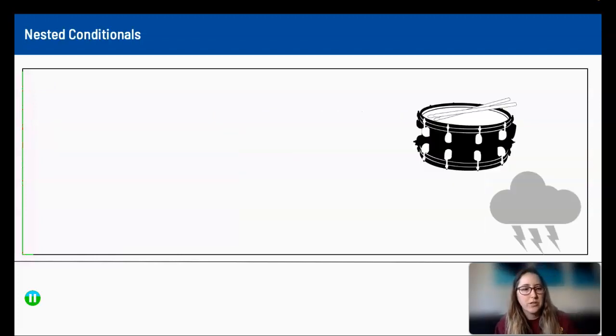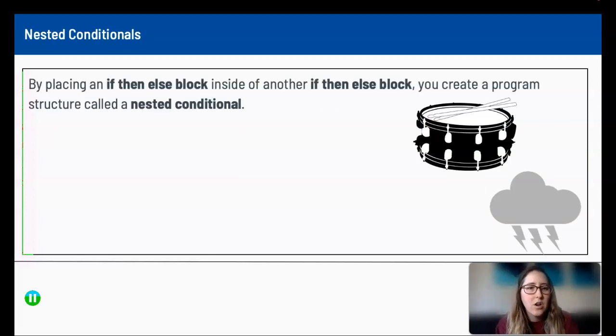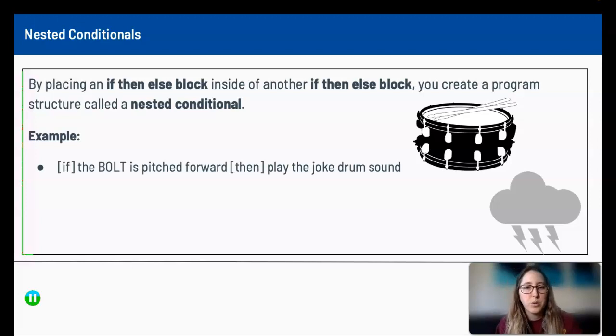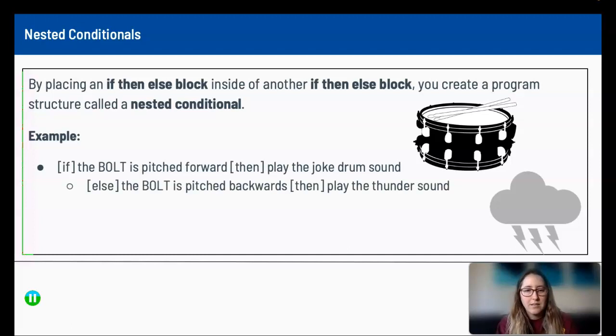The next thing you need to know to complete this lesson is what nested conditionals are. We've talked previously about conditionals. Now we're going to talk about what a nested conditional is. So a nested conditional is when you place an if-then-else block inside another if-then-else block. An example of this would be: if bolt is pitched forward, then it's going to play the joke drum sound. Else, if the bolt is pitched backwards, then it's going to play the thunder sound. Else, and so on and so on.